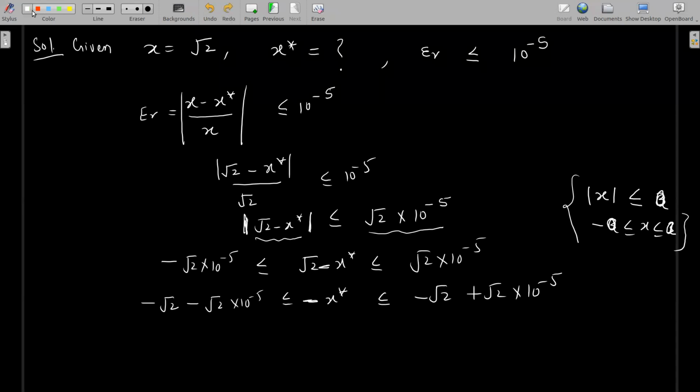सो मल्टीप्लाई विद -1, साइन उल्टा हो जाएगा ना, जैसे -3 लेस देन -4 नहीं, -4 लेस देन -3 होता है ना, तो -1 से मल्टीप्लाई करोगे तो 4 ग्रेटर देन और इक्वल टू 3 होगा. सो माइनस करोगे तो साइन उल्टे होंगे. तो -1 से मल्टीप्लाई कर दो, दिस इज बिगर, और स्मॉलेस्ट क्या होगा, इसको -1 से करोगे, -2 टाइम्स 10⁻⁵. तो ये रेंज हो गया. सो दिस कंप्लीट्स.